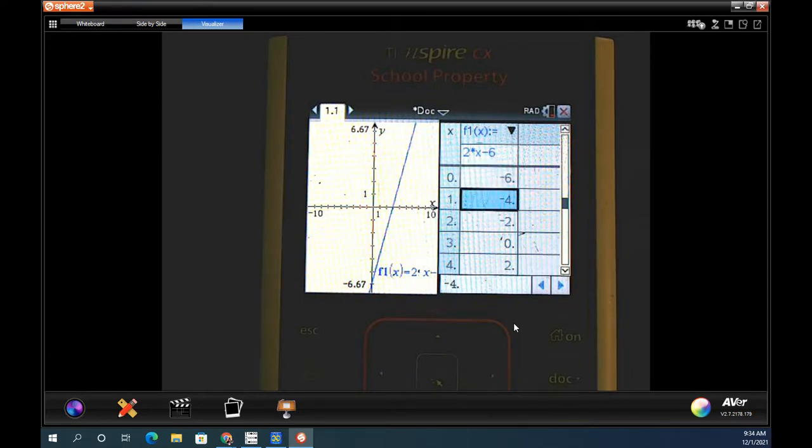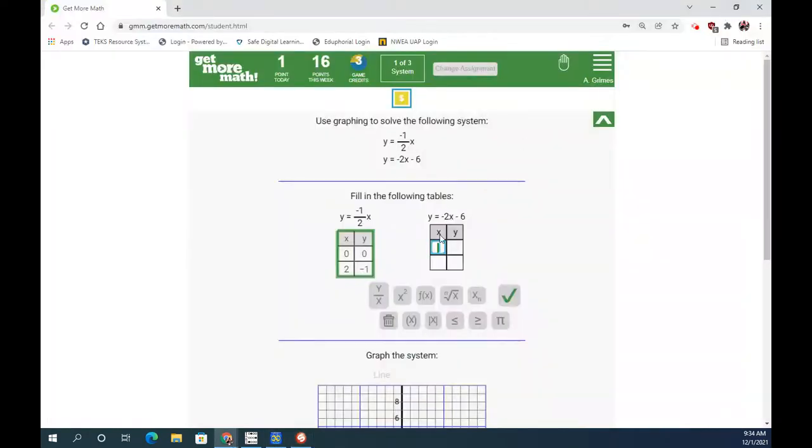Now, the next point would be 1, negative 4. Right there. Now, what you do is you go back to your table, put them in. 0, right arrow, negative 6. And then we put in 1, right arrow, negative 4. Check it off.